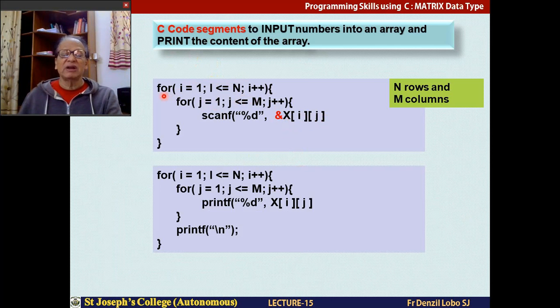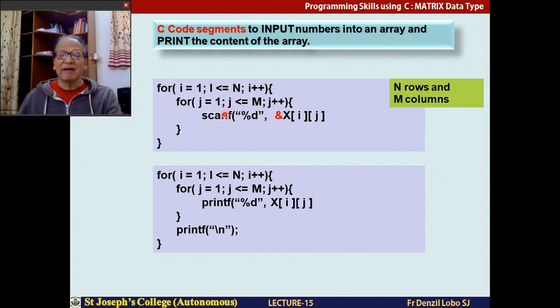So in C, therefore, it becomes for i is equal to 1, i less than or equal to n, where n is the number of rows, and i plus plus, incremented by 1. For j is equal to 1, j less than or equal to m, where m is the number of columns. In that example I gave you 3, 4, and j plus plus.